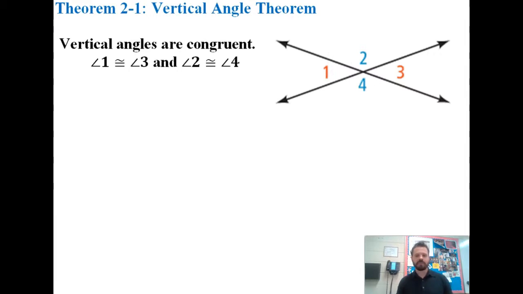So what we have then is our first theorem of the course. I'm going to say the vertical angle theorem. It says that vertical angles are congruent. So in the case of this figure, we'd say that angles 1 and 3, which are vertical, are congruent to each other. Same thing with 2 and 4, they're vertical, so they're congruent. Okay, we notice a pattern.